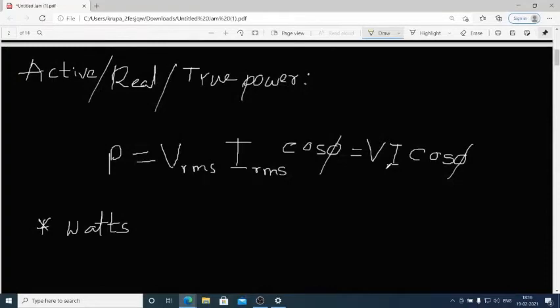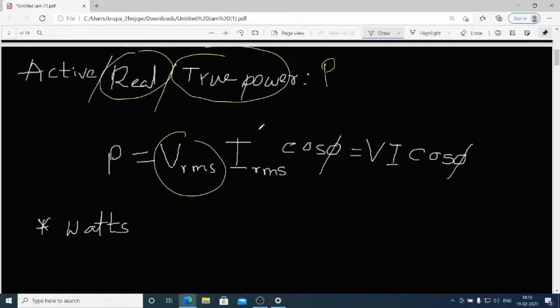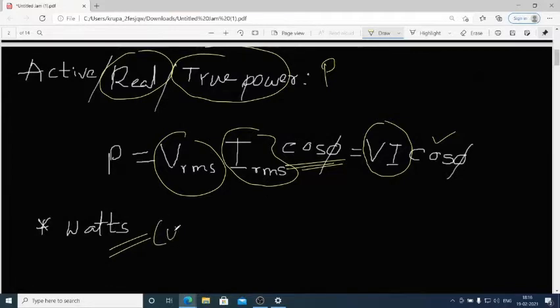Next, move on to the next definition, active power. What is meant by active power? It is denoted as P. It is also called real power and true power. It is the multiplication of RMS voltage, RMS current, and the cosine of the angle between voltage and current. So it is also written as V I cos phi. Okay, it is measured in watts, which is the unit for active power.